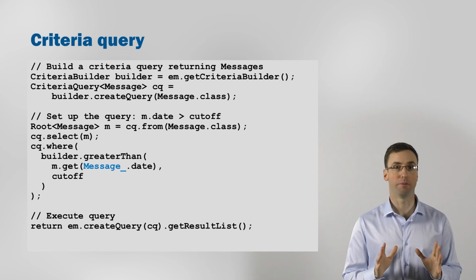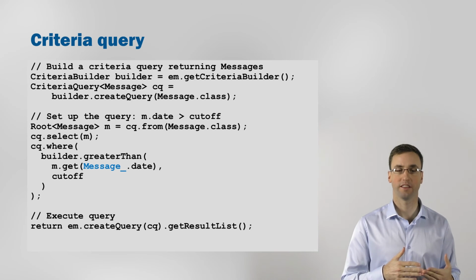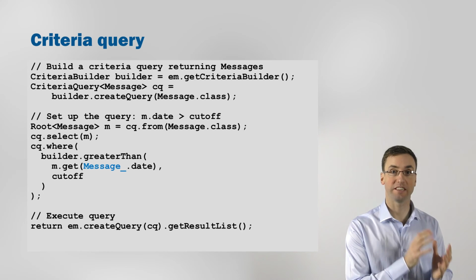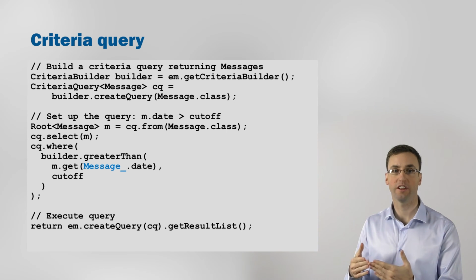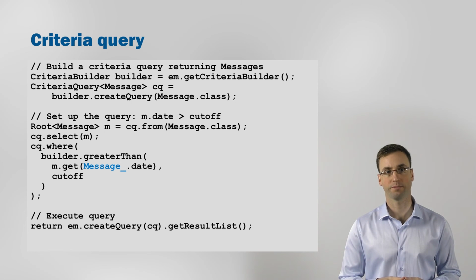Anyway, the point of a metamodel class is that it allows you to statically refer to fields or properties. Even though date is a private instance variable of the message class, in the metamodel it is a public static field, so you can refer to it in code when you're writing criteria queries.